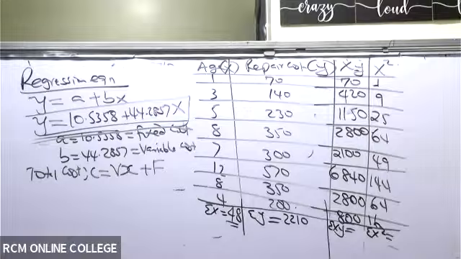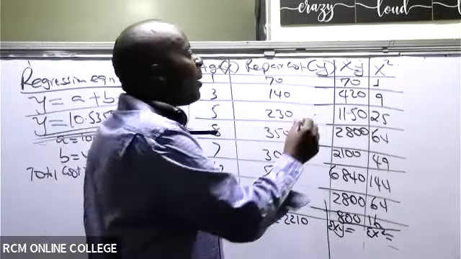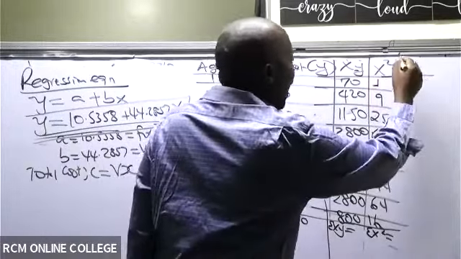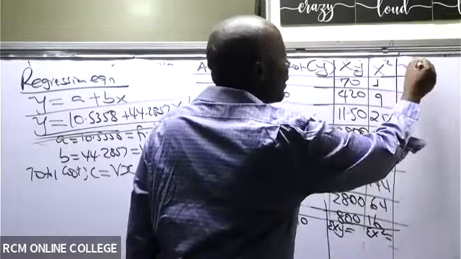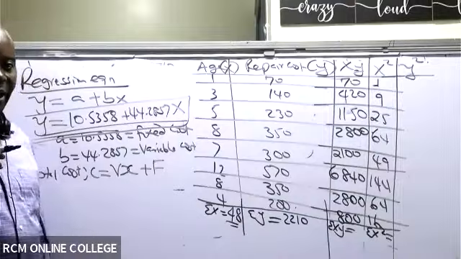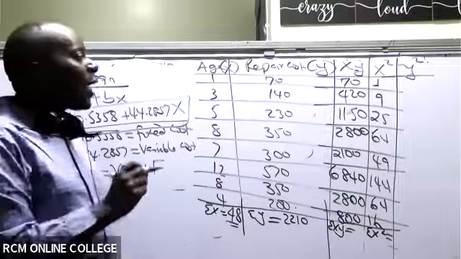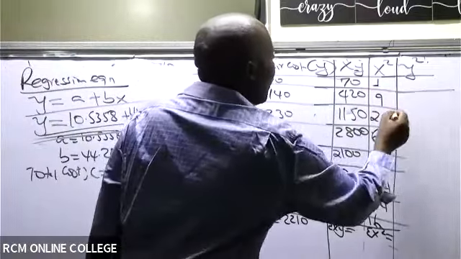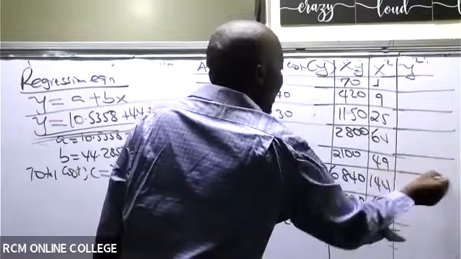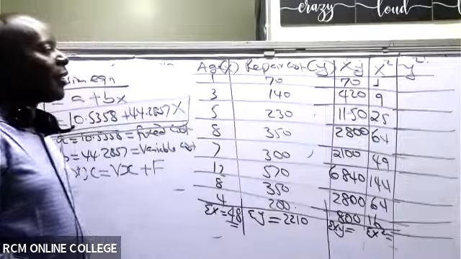And then look at Roman 4. They want us to give them the coefficient of determination. So for us to get the coefficient of determination, we need to create an extra column here, which we shall call y squared. I would want somebody to help me get these squares of y. Somebody please come and give me these squares of y.